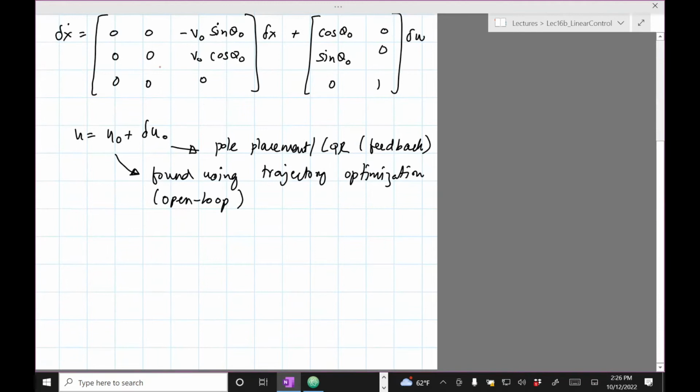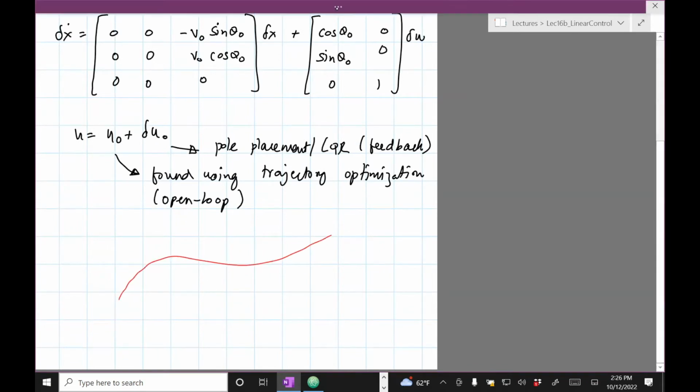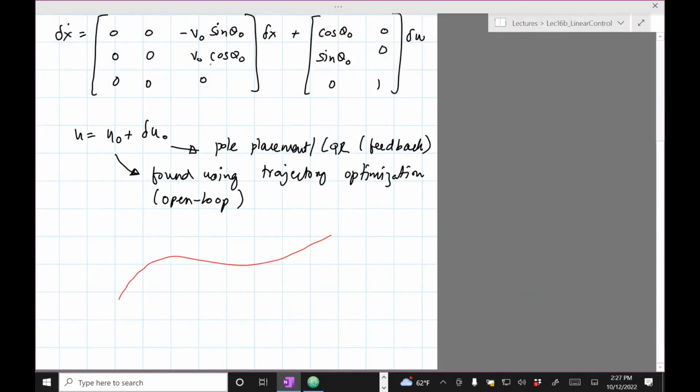So what I meant is, let's say this is the path. u0 of t, which is open loop, keeps you on the path. But the moment you deviate from this path, delta u will push you back to the path, because delta u is based on K delta x, and this is giving you the error in tracking.